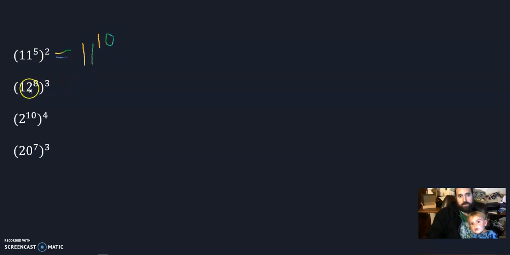There we go. So the next one is 12 to the 8th, in parentheses, to the 3rd power. So again, we'll just keep our base of 12. You pretty much always keep your base.